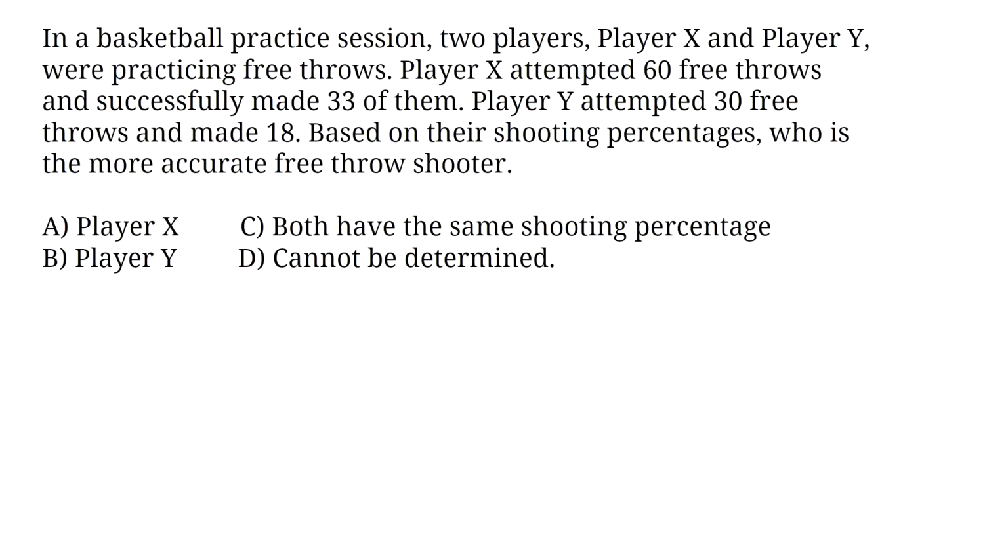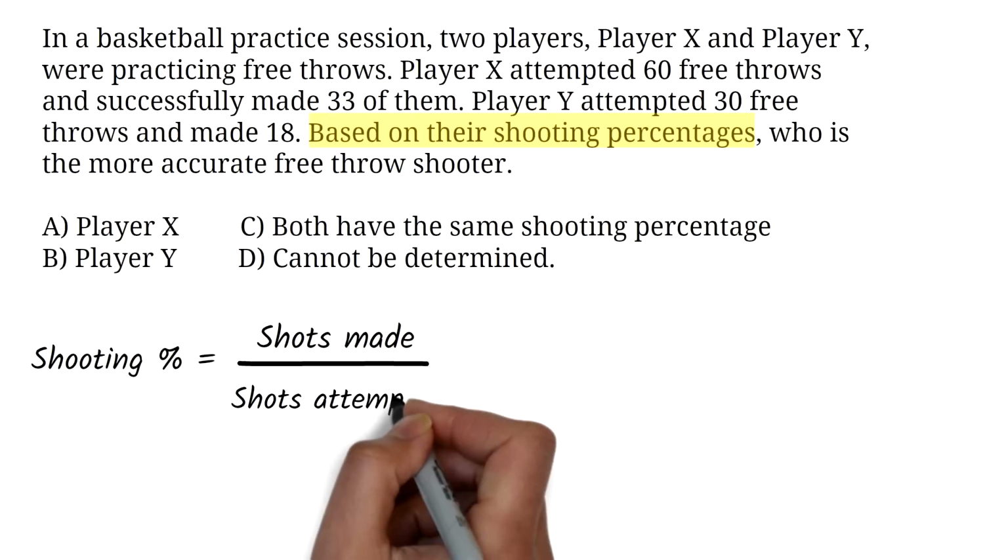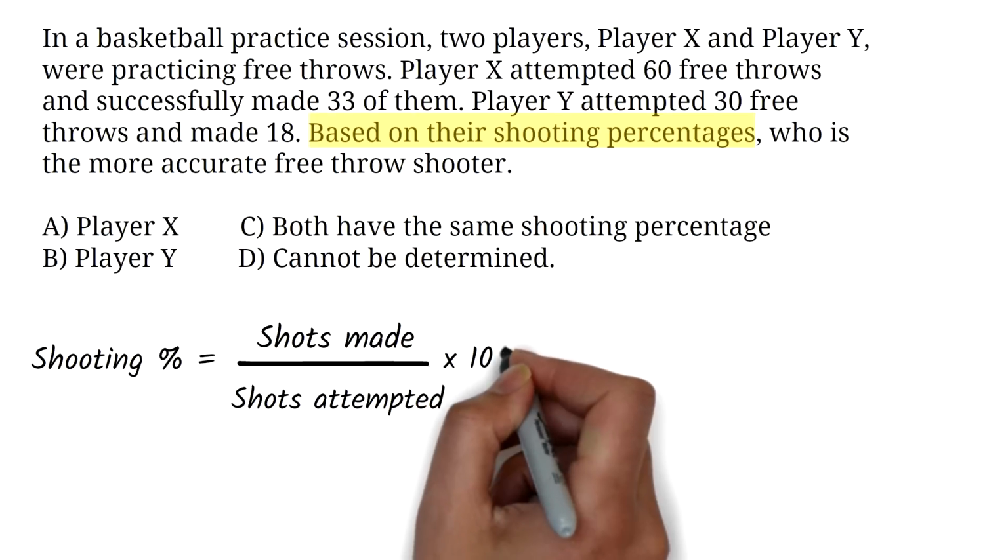A. Player X. B. Player Y. C. Both have the same shooting percentage. D. Cannot be determined. Comparison questions are common on the GED Math. Here, you've been told to compare based on their shooting percentage. To find the shooting percentage, we have to divide the number of successful shots by the total number of attempts and multiply it by 100.